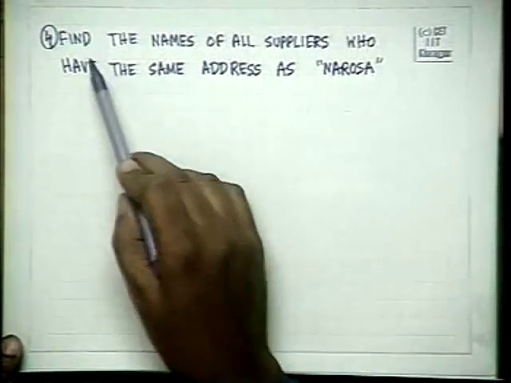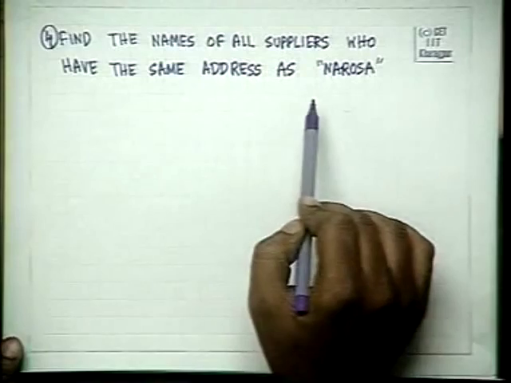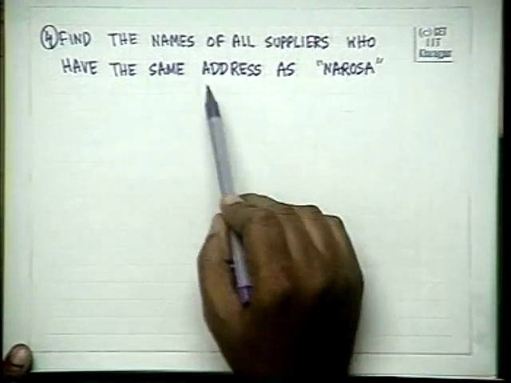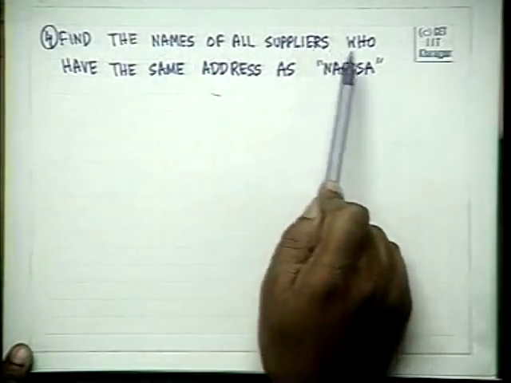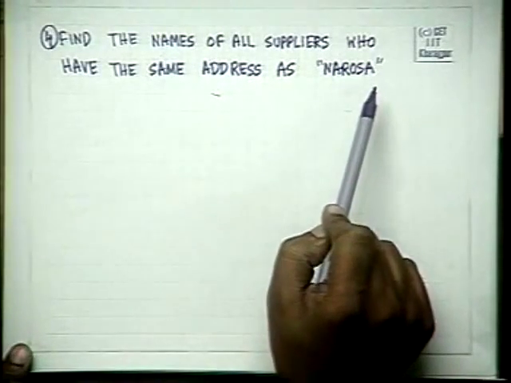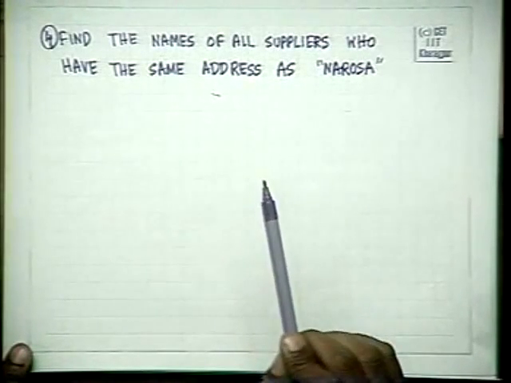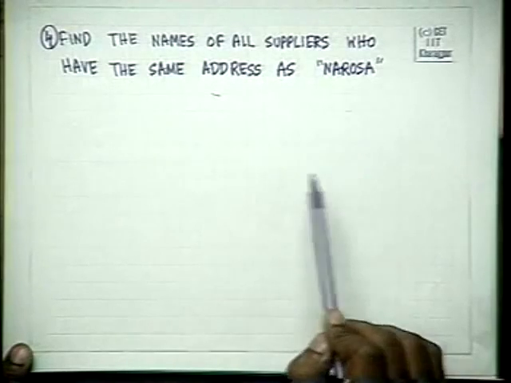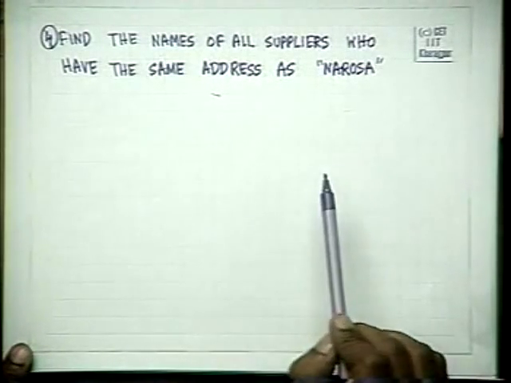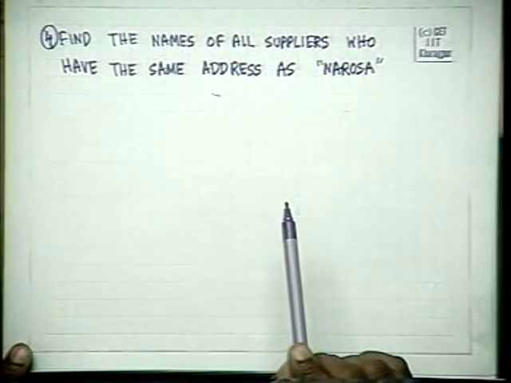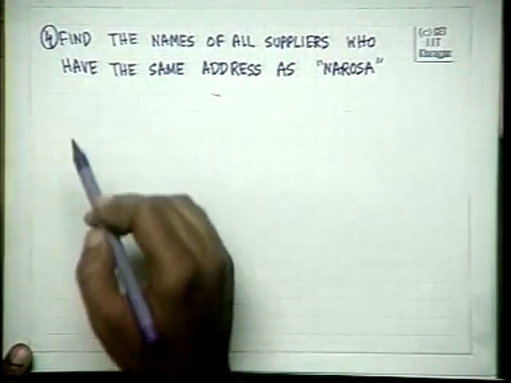This is a simple query. This is a query corresponding to using the same relation, that is, do a natural join on the same relation, and we required a rename. You remember? We required to find the name of all suppliers who have the same address as Narosa. We required to do a Cartesian product of supplier with supplier, rename one of them, and then do a select out of that Cartesian product. That is why I have chosen this particular example.